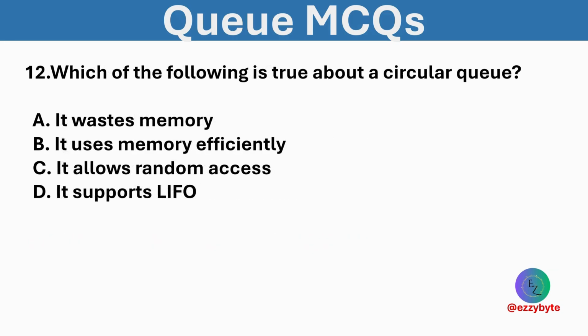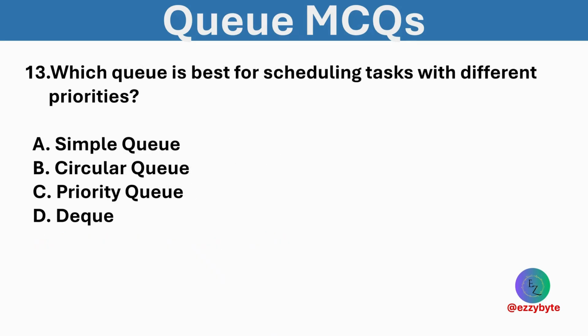Which of the following is true about circular queue? Options are it wastes memory, it uses memory efficiently, it allows random access, and it supports LIFO. Option B is correct. Circular queue utilizes the array space more efficiently than linear queues. Which queue is best for scheduling tasks with different priorities? Options are simple queue, circular queue, priority queue, and DQ. Option C is correct. Priority queues are ideal for scheduling where tasks have priority level.